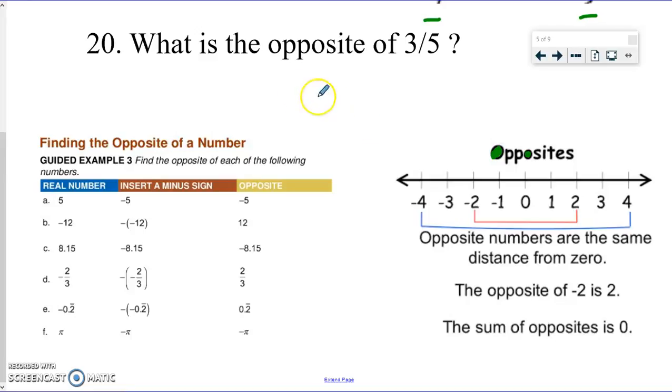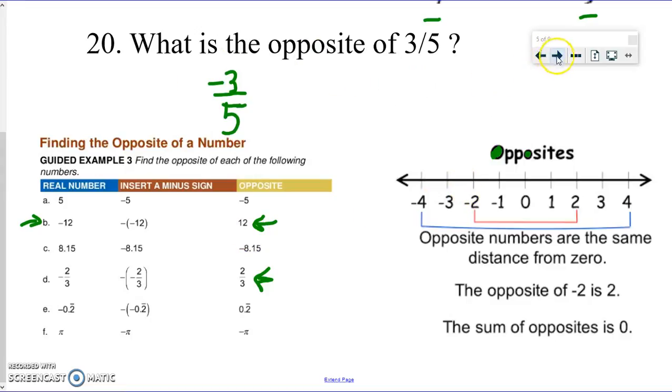So opposite just means change the sign. The opposite of 3 over 5 is just going to be negative 3 over 5. So opposite is just referring to the sign. And if you look down here, it gives you some examples. You have a real number, you insert the minus sign, and you get the opposite. So the opposite of a negative is actually a positive. Two negatives make a positive. That's all you do, literally, is change the sign for opposite.